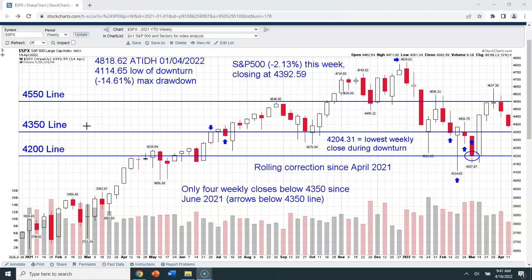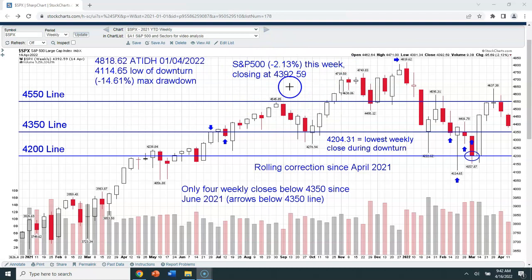The chart that we're going to be working off of today is a weekly candlestick chart of the S&P 500 that goes back to the beginning of 2021. I have quite a few annotations on this chart for you, to bring you up to speed as to what's been going on. But let's start off with what happened this past week.